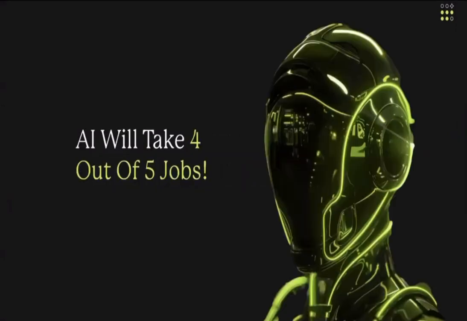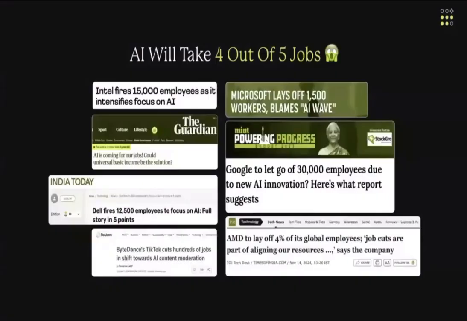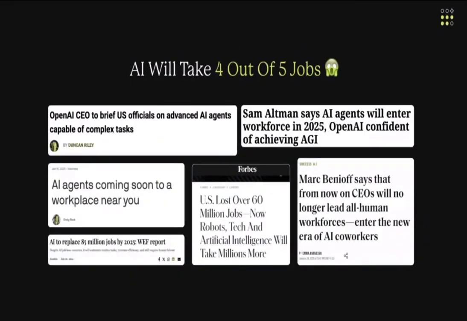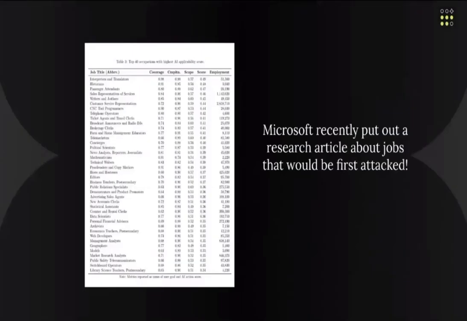And because of that, AI will take 4 out of these 5 jobs. And most of the jobs that AI will eat up will be of specialists. And we have seen this, right? Intel firing, Microsoft firing, Google firing, TCS firing, Cognizant firing, Oracle firing, Salesforce firing. Every company is firing tens of thousands of employees. And all of that is happening because of AI, and all of them held specialist skills.